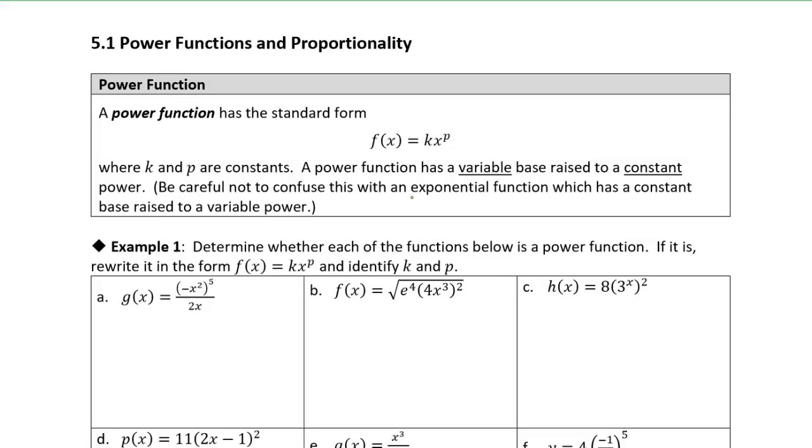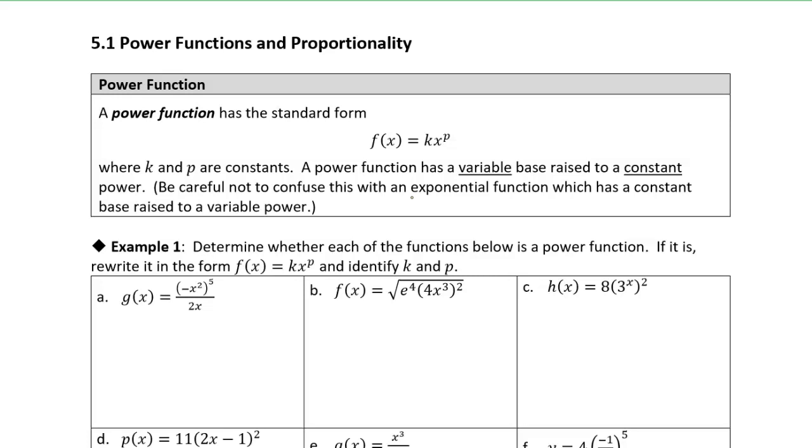Here we have a constant exponent. We have a constant power of x. The variable is the base. All right. Now the standard form of a power function is just some constant, here we're calling it k, times x to the power p. So it's just x to some power, but it could be multiplied by a coefficient, a constant.